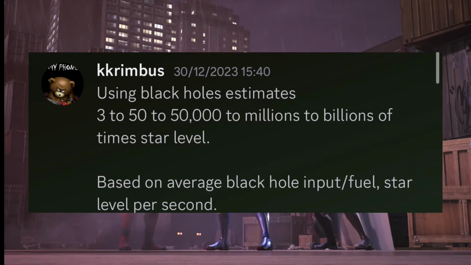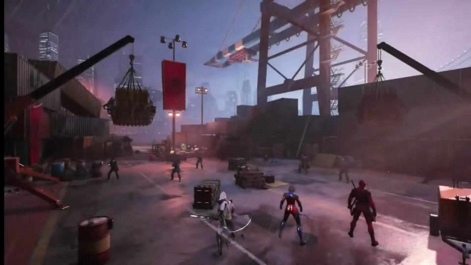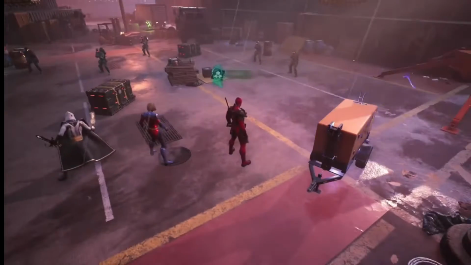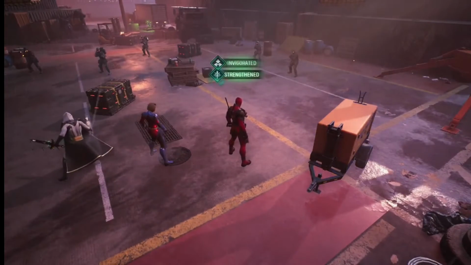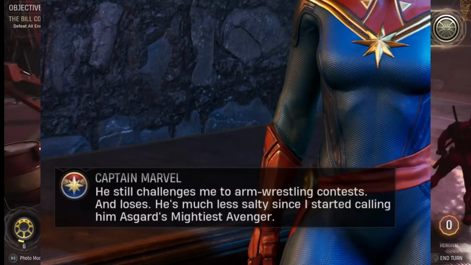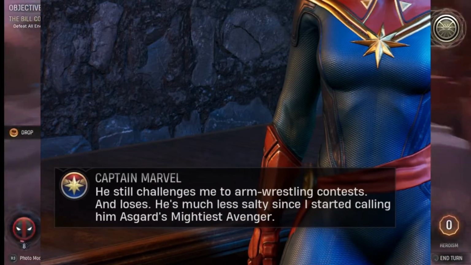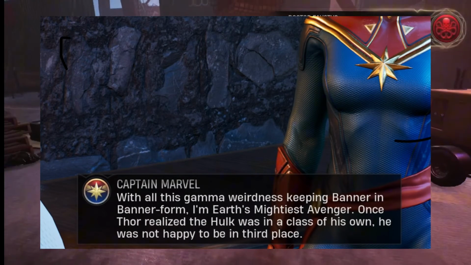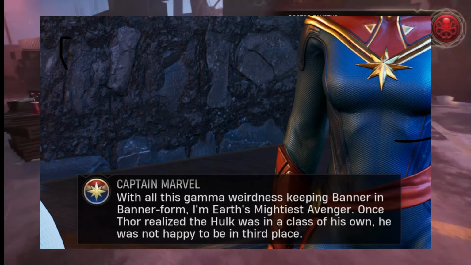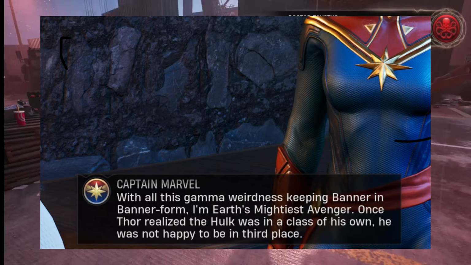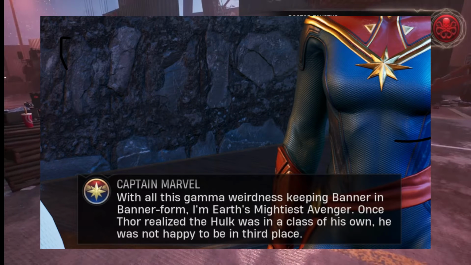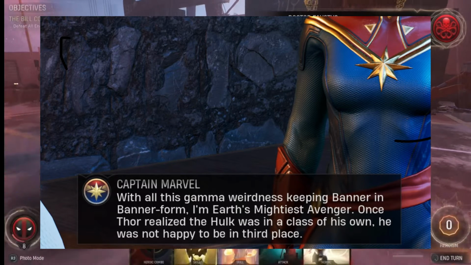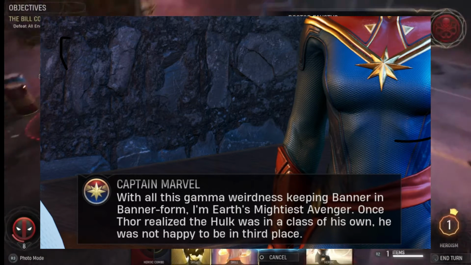So depending on what ranges you use, she could be quite high into star level, which is very impressive if we use this statement. Now, to add further scaling and put her in the hierarchy, Captain Marvel states that she is Earth's mightiest Avenger and states that Hulk is in a class of his own in comparison to Thor. So essentially the order of the hierarchy would be Hulk above Captain Marvel and Captain Marvel above Thor. Captain Marvel solidifies the statement as she's able to defeat Thor in arm wrestling consistently.